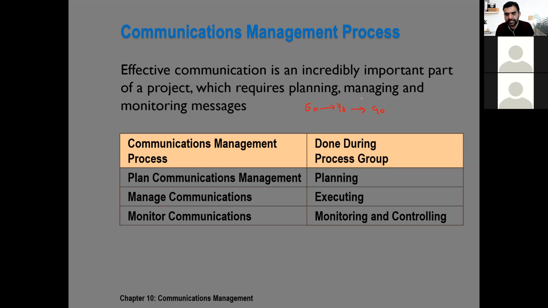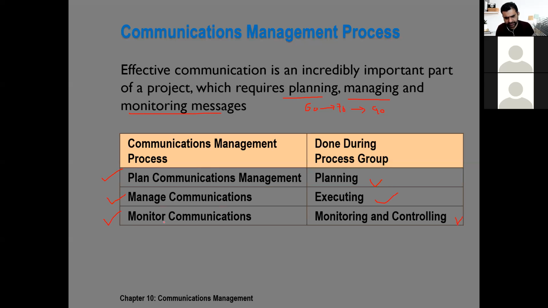Communication requires planning, management, and monitoring of the communications or the messages. There are 3 processes. The first one is plan communications management, then manage it, and monitor it. They are part of the planning, executing, and monitoring and controlling process groups.